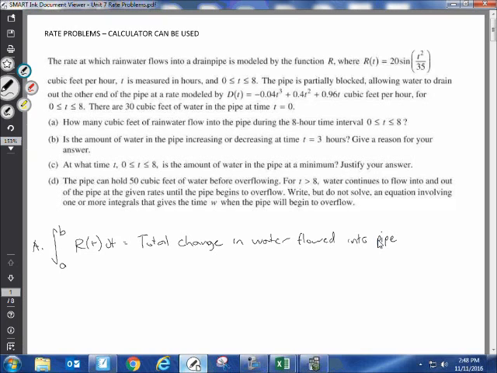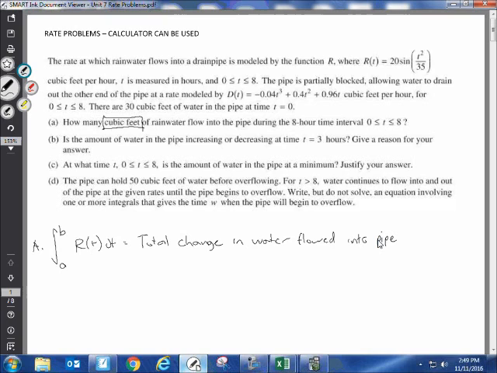Sometimes, usually, they will say to specify units. But here they say how many cubic feet. So you just do a numerical answer, and they already told you. Okay?